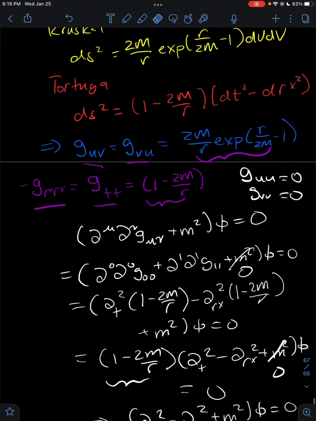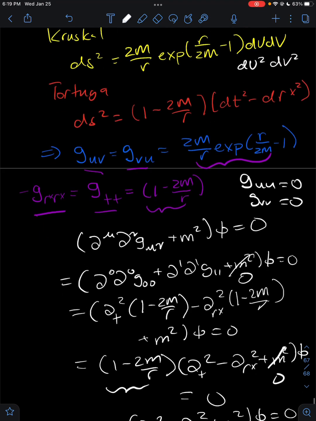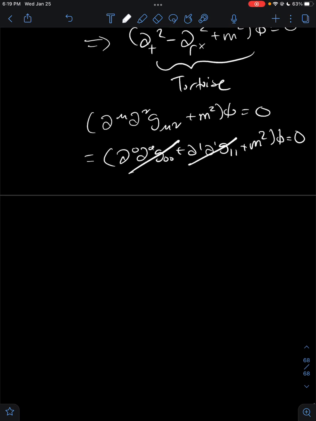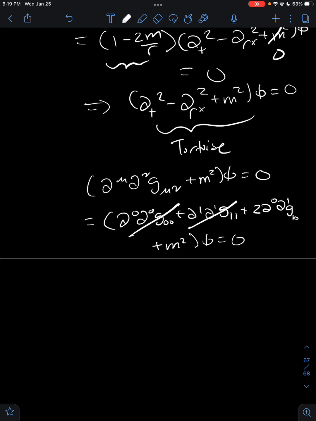Now, if we check the Kruskal coordinate line element, we see that we do not have any du squared or dv squared term in the metric, which means that we do not have any g naught naught term or a g11 term. So those go to 0. And since we have a du dv term, we should, technically speaking, have a 2 partial naught partial 1 g1 naught term in the Klein-Gordon equation. If that isn't clear to you guys, I have a couple of videos of the metric tensor components. I think I may have talked about that somewhere in my tensor calculus series.